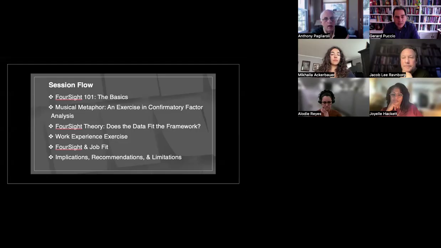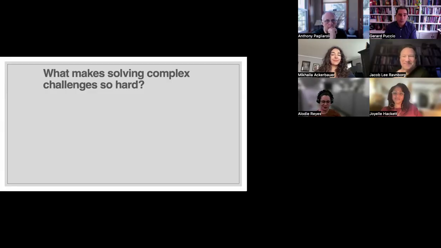We'll then get into our own work experiences. This will set up the second research question, which was looking at how FourSight gives us insights into our experiences in the workplace and job fit, how well suited we are for our work. And then we'll close with implications, recommendations, and limitations. Hope that's what you're here for, because that is what we're going to be going through.